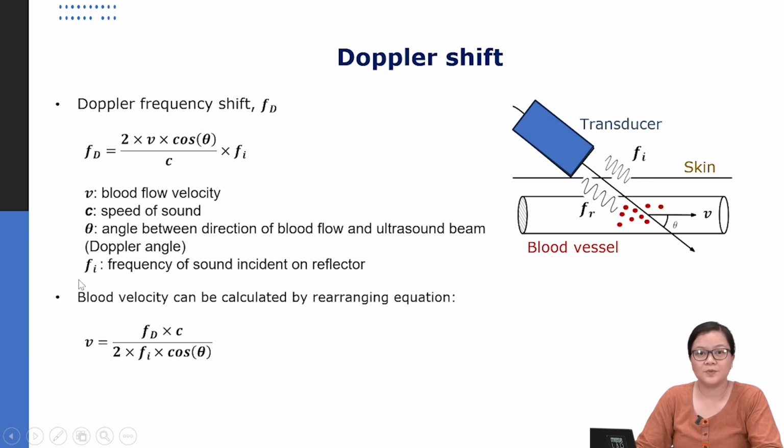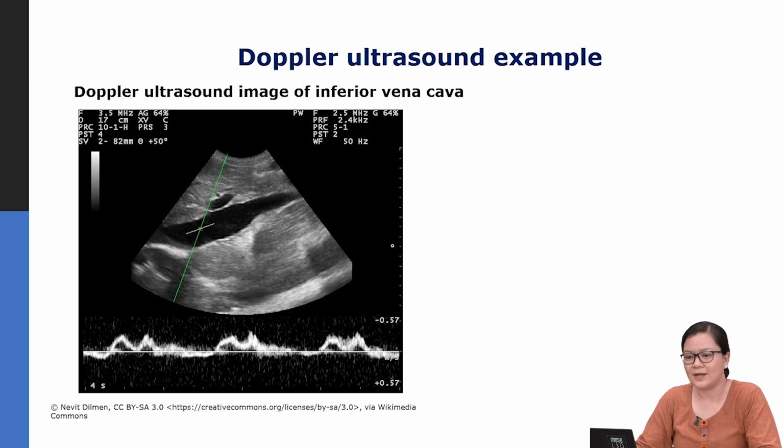So to compute what the blood velocity would be, you can rearrange this equation and get one of this form, which is the blood velocity equals the Doppler shift times the speed of sound, all of that divided by twice the frequency of the incident wave times the cosine of the Doppler angle right here. So this is what the Doppler mode ultrasound calculates.